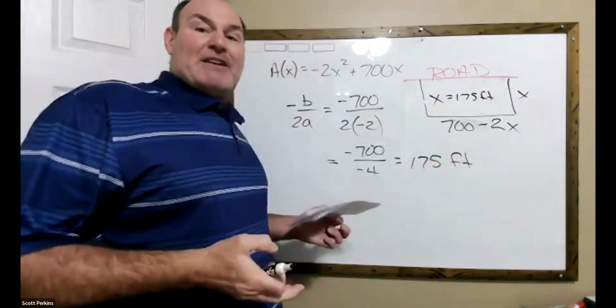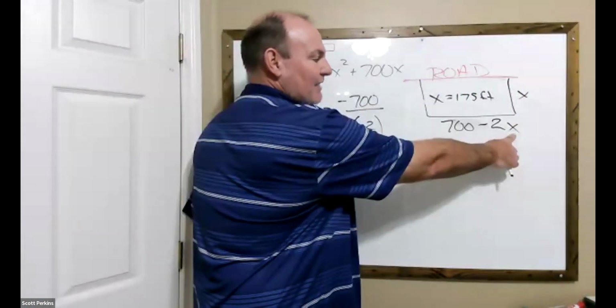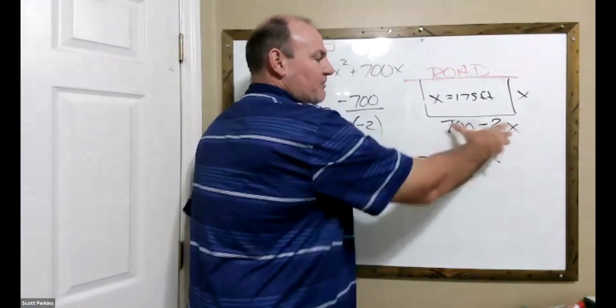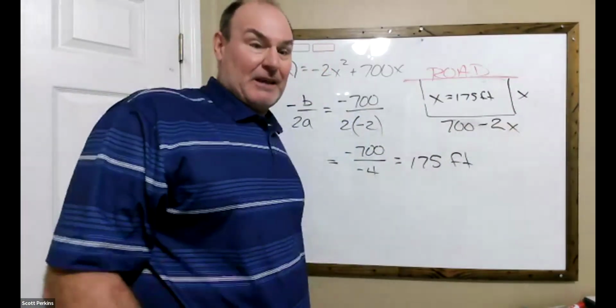To find the other dimension, that's the width. To find the length, you're going to plug 175 in right here, and then you're going to figure out what that value is going to be. It looks like it's going to be 350.